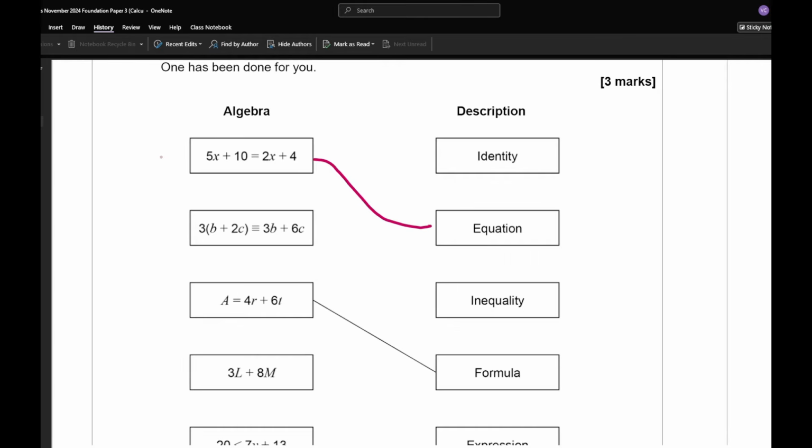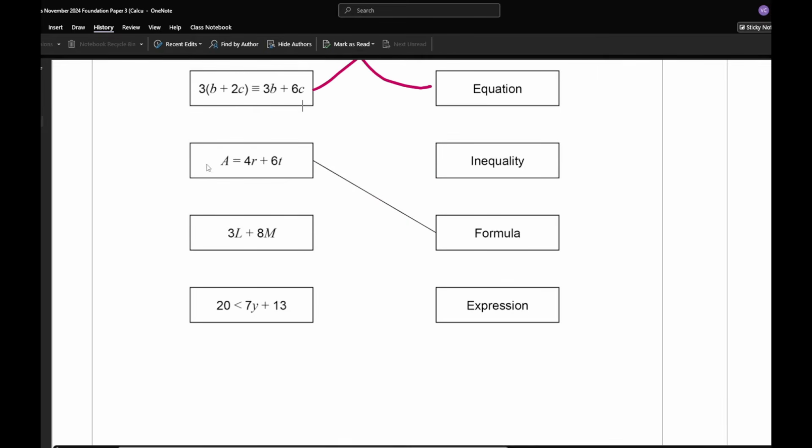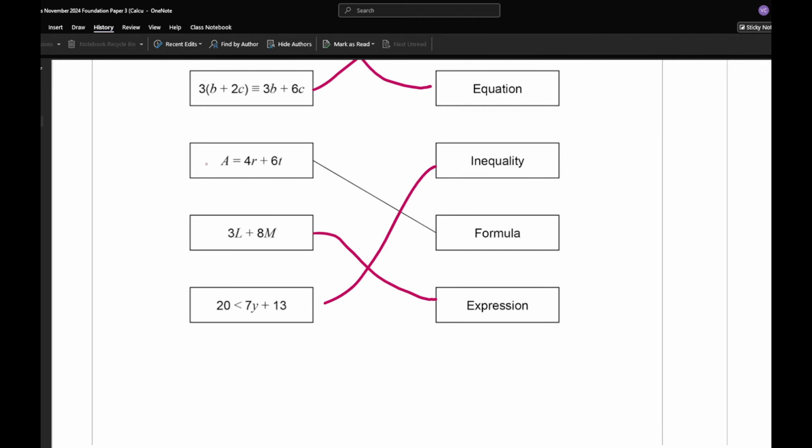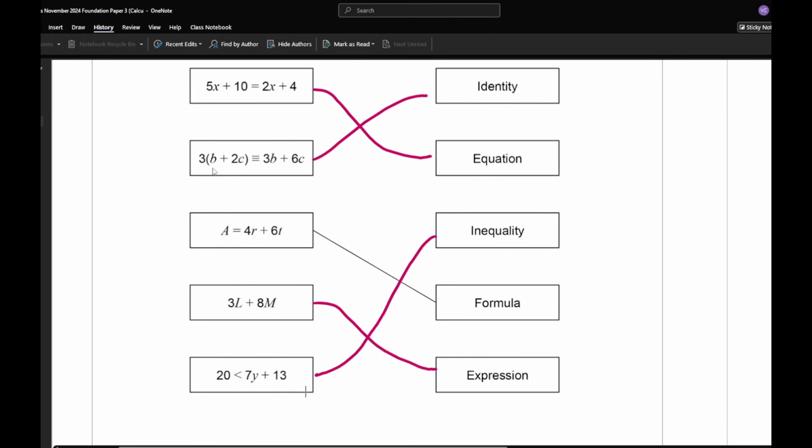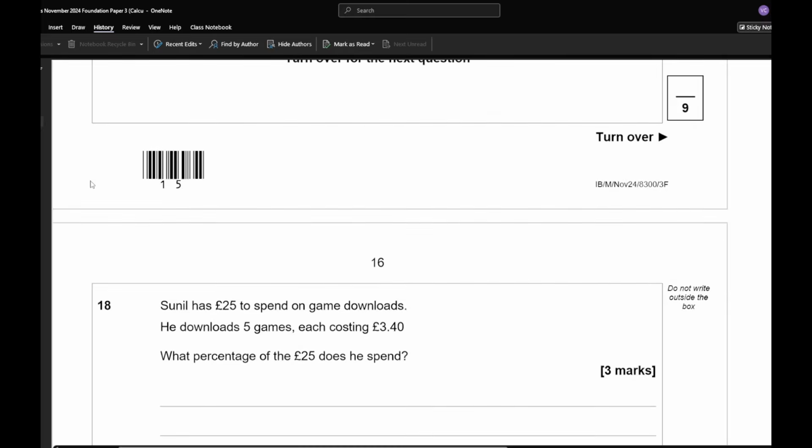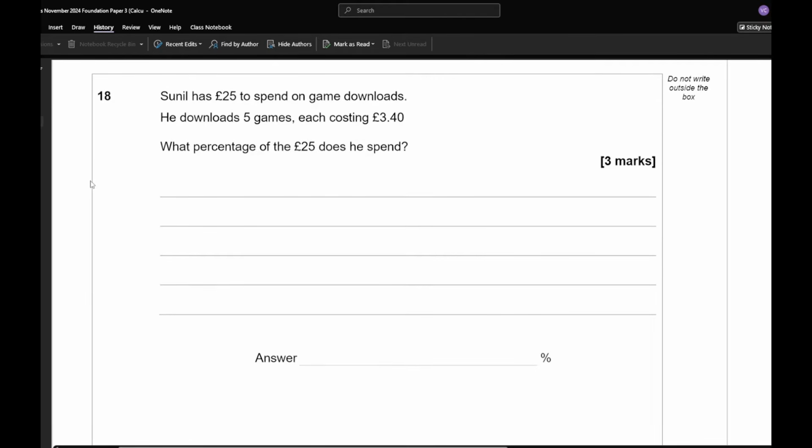3 lots of b plus, the fact that it's got this triple equal sign will always be an identity. We've got 3l plus 8m, so I've got multiple letters with no equal sign, so that is an expression. And the inequality is one with the inequality sign, and so I should have something that looks like this for the matchup.